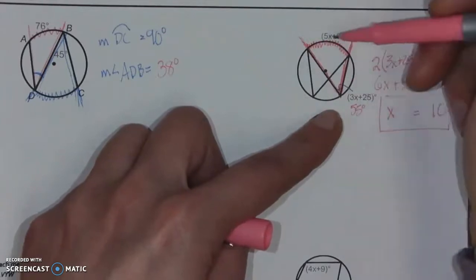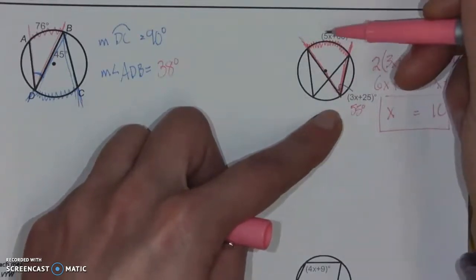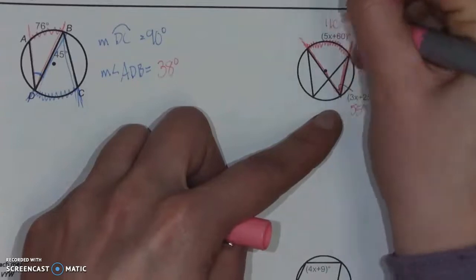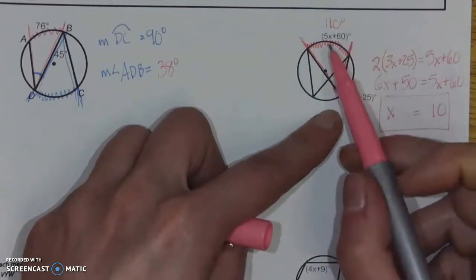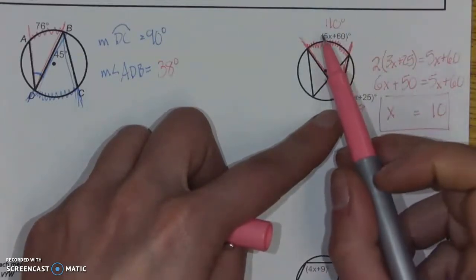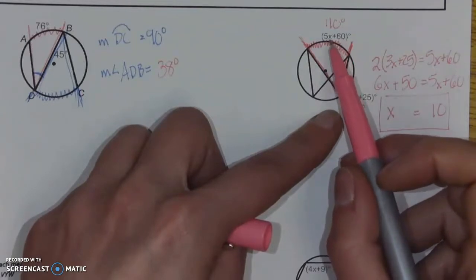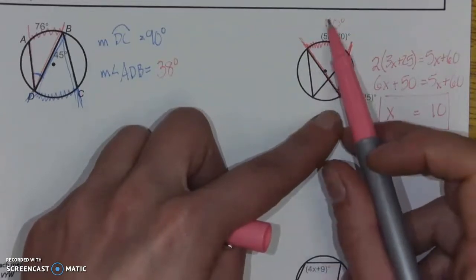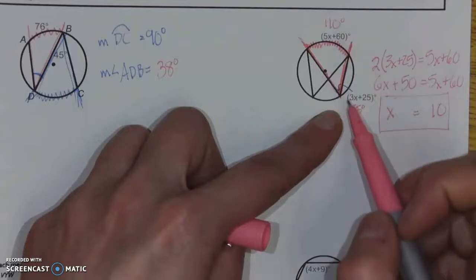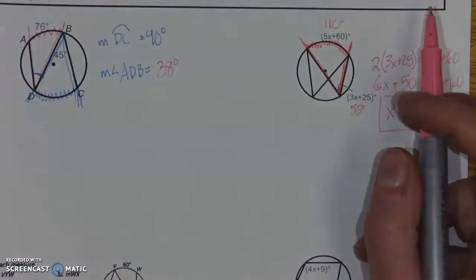Now, without even further solving, I can say that this should be 110 because it should be twice as big as this one, but you can always double check. 5 times 10 is, well, that's 50, plus 60 does give us 110, so it looks like we did that correctly since both of those answers make sense.